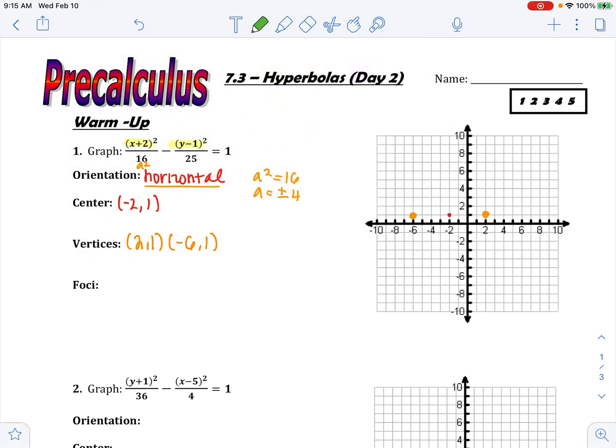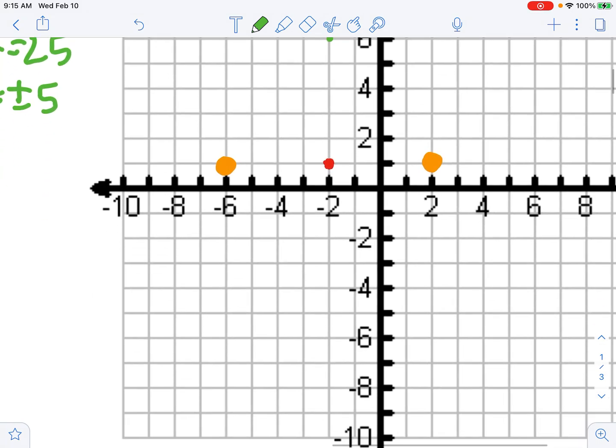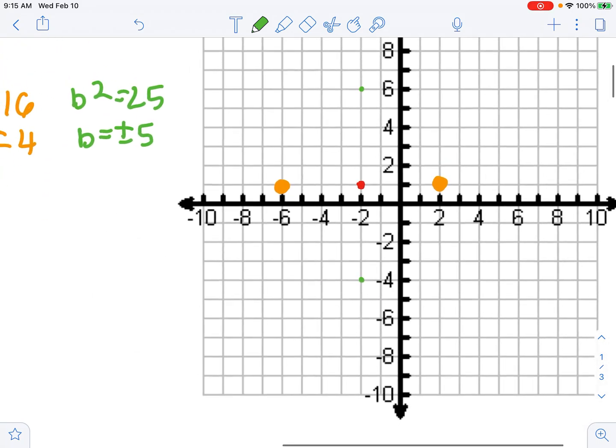Okay, now I need to get b so I can make my framework. So b squared is 25. b is plus or minus 5. So I'm going to go from my center, up 5, make a point, and go down 5, make a point. Now I'm going to use my vertices and these 2 green points here to create a rectangle.